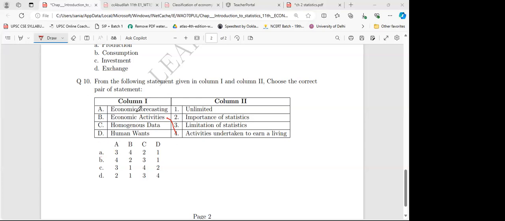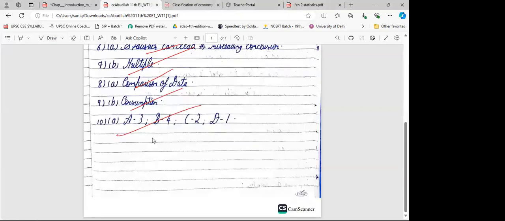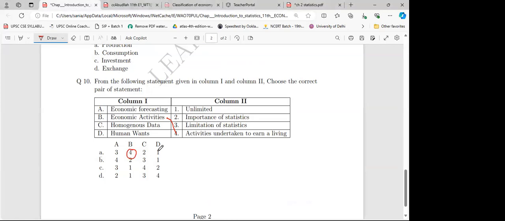Most of the options were wrong and one option was correct. According to this question, economic activities is this, that means B is 4. And you chose that only, so I just gave you marks. I got 10 out of 10. Yes, all the answers are correct.